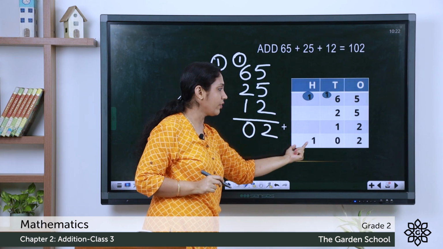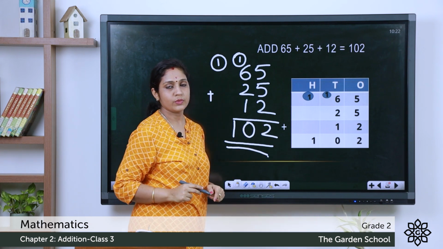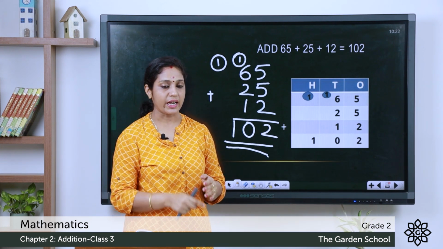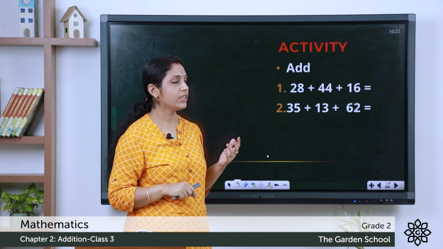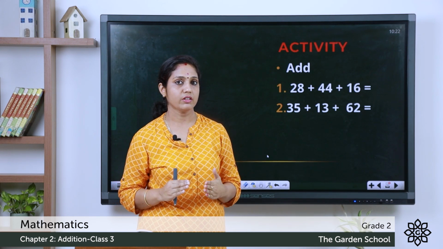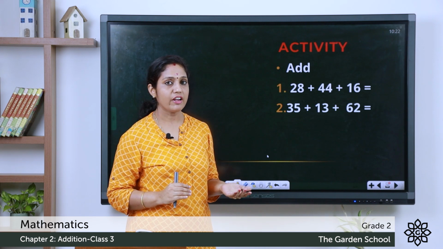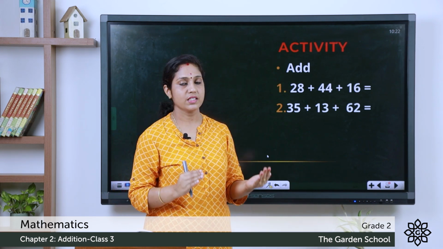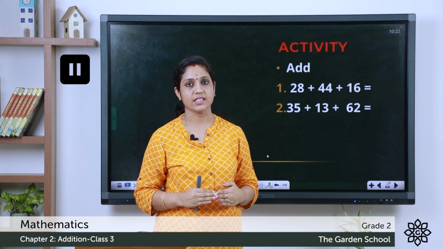So this one you can write it down with the answer, and you get the answer 102. So hope this is clear. Let's do an activity. Here we have 28 plus 44 plus 16. This is your first question. So take your notebook and write it down. And the second question, 35 plus 13 plus 62. So you can do it now, and after that we'll check the answers.